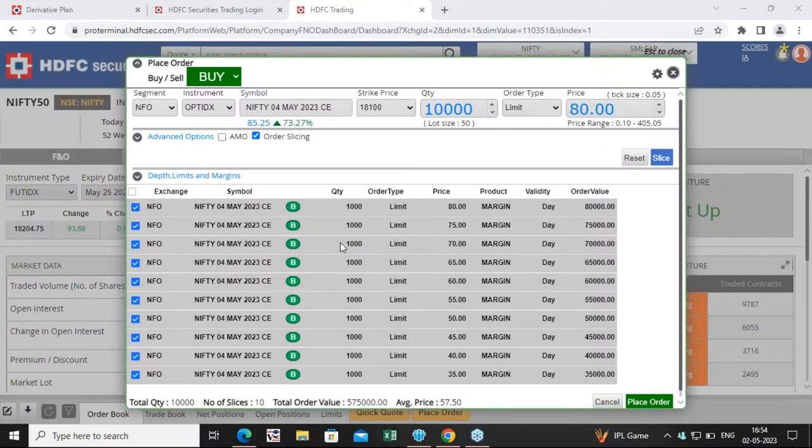Ganesh sir is asking how to place a spread order in one click. Sir, this facility is not available in our Pro Terminal, but you can switch to the Empowered on Invest site. There you can place a spread order in one click as well. In the next version, we will come up with this order type.